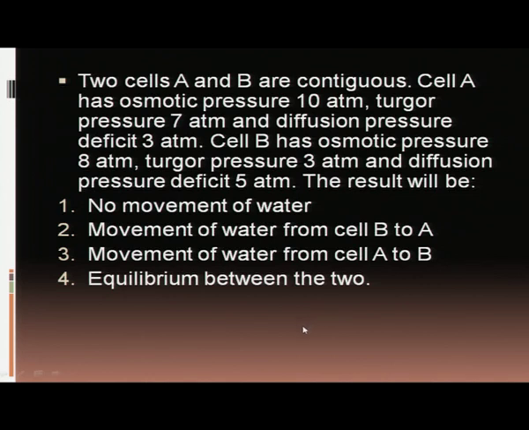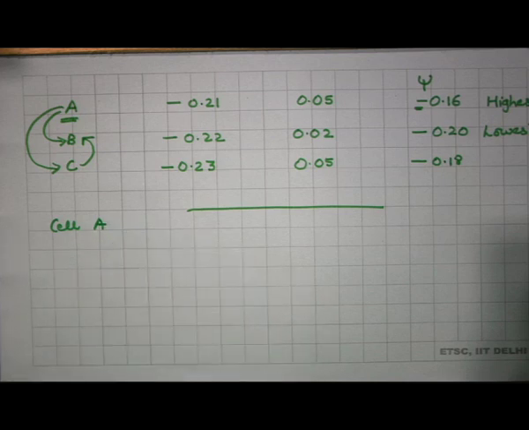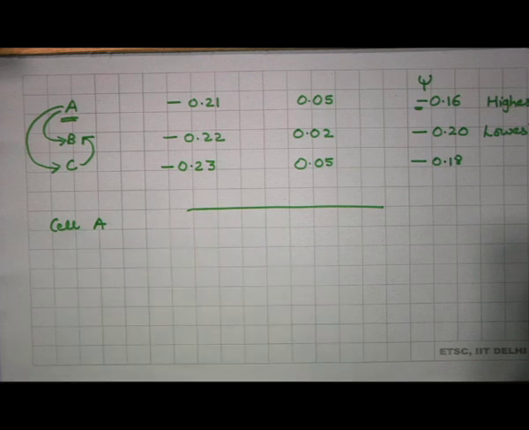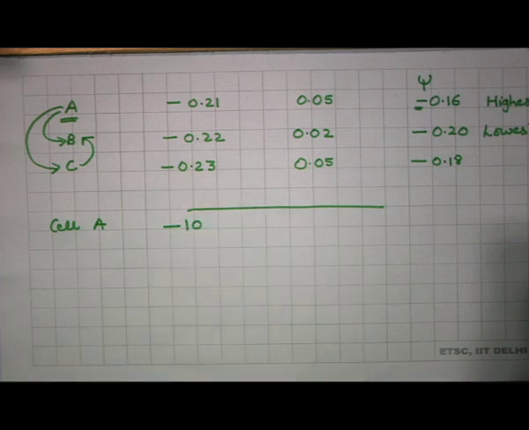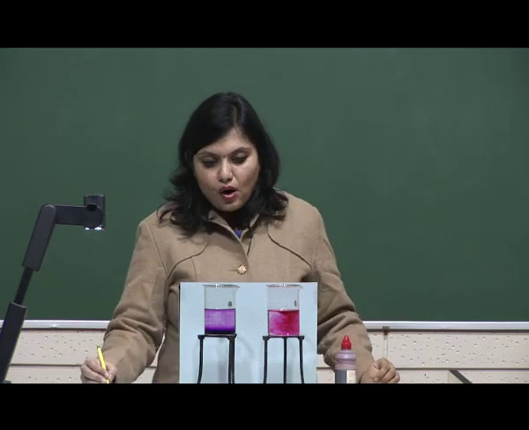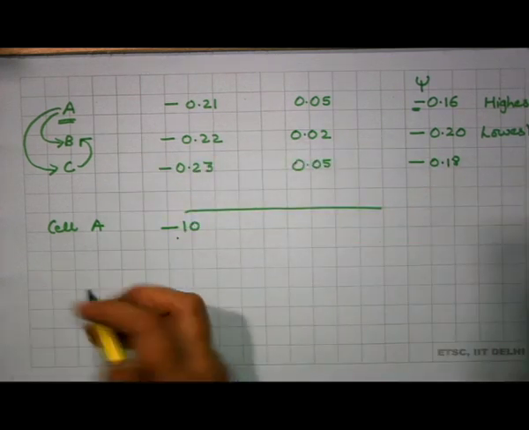Well, in order to do this question, what you are going to do, you will add the osmotic pressure of cell A. I will write only for cell A. I want you to solve this question with me. So, for cell A, the osmotic pressure is minus 10. Why minus 10? We have talked that osmotic potential will always have a negative value. The units need not be written here, we are doing the rough work.